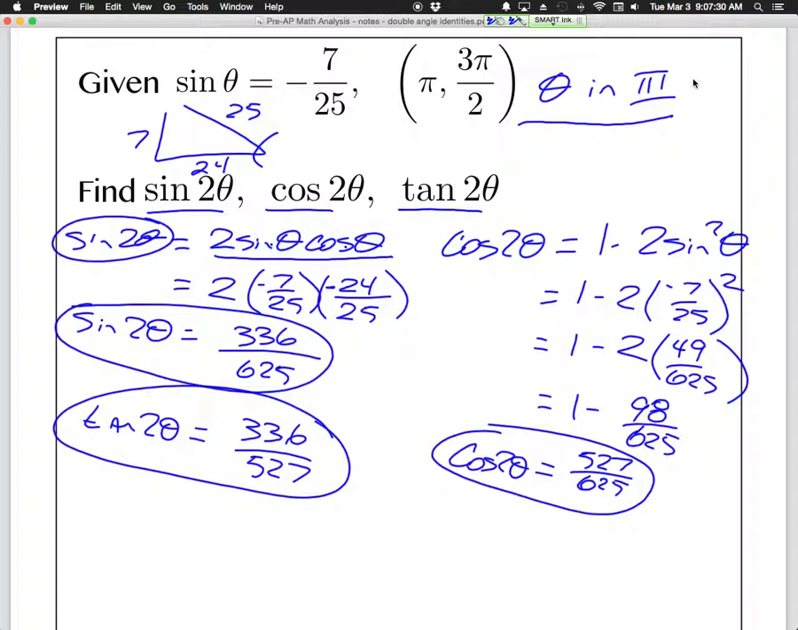How do I know 2 theta is in quadrant 1? You don't know? Reagan, how do I know 2 theta is in quadrant 1? Because theta is in quadrant 3, so it's the same amount of... I like the effort, but it doesn't work. Bree, how do I know it's in quadrant 1?